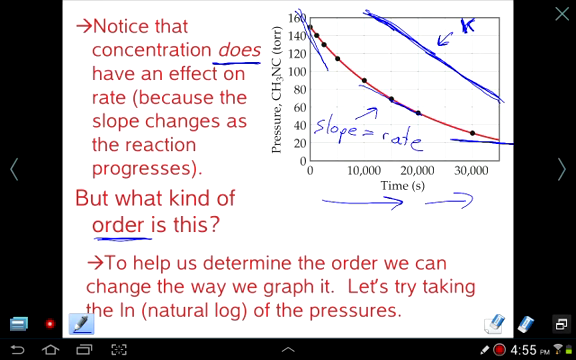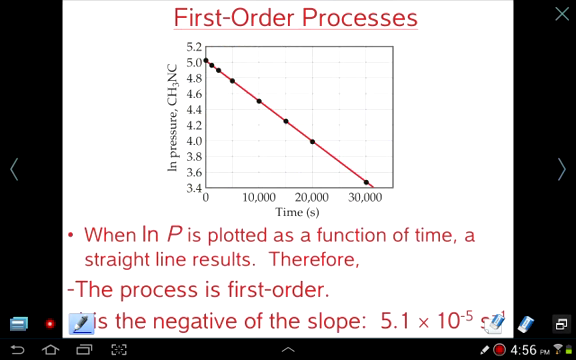Mathematically, what we'll first do is take the natural log. On your calculator there should be an ln button. So if you take the natural log of each one of your reactant concentrations, of each one of these numbers, and then you graph that, well, let's see what we get. You actually get a straight line. So these are the natural logs of the different pressures. Again, don't worry too much about why this is done, but when the natural log of the pressure is plotted against time, we get a straight line.